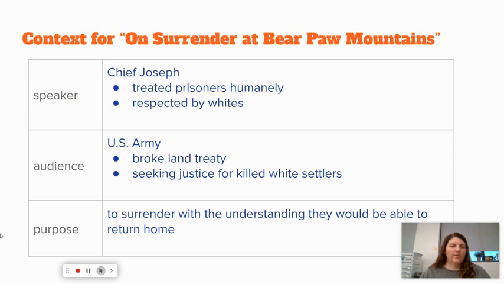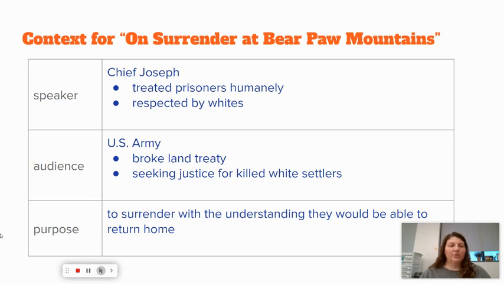So the speaker in this speech is Chief Joseph, and he was said to have treated prisoners humanely, and he was respected by whites. So these are some things that we know about him that show us what his personality or what his character was like.